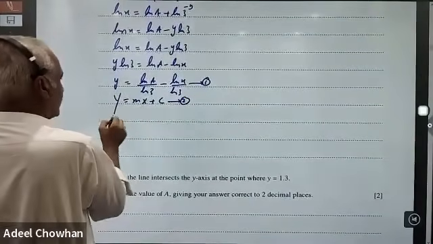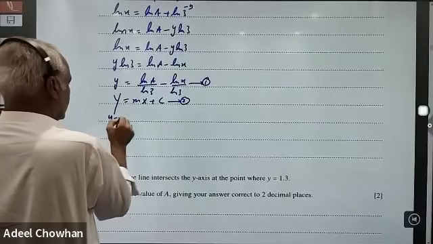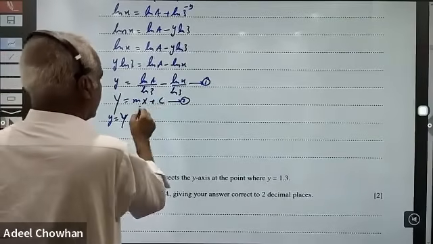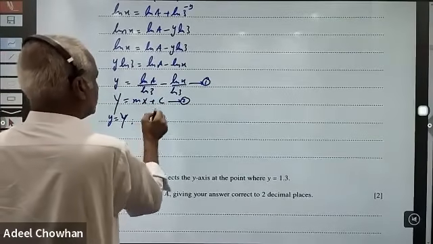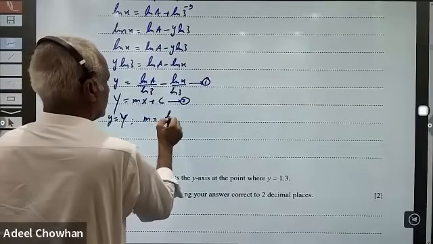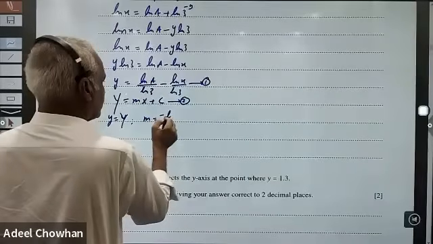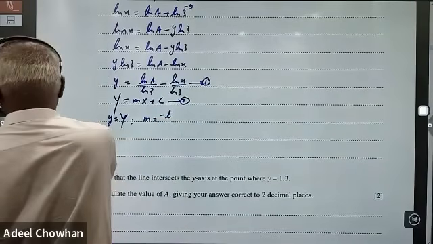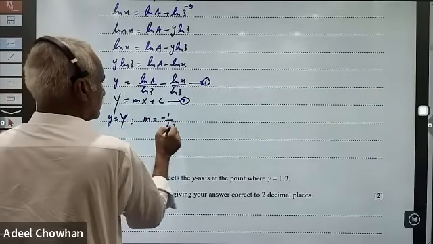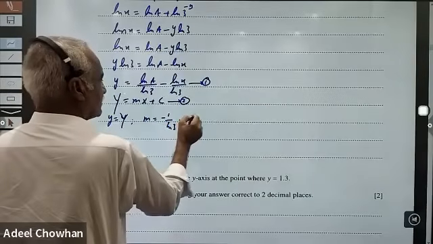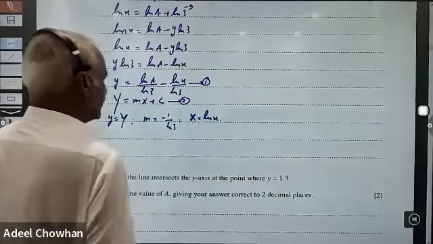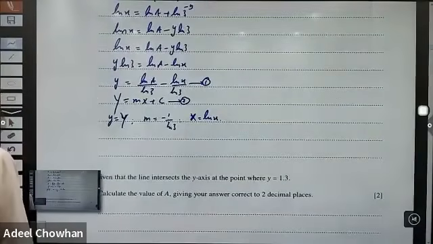where y is equal to y, and m is equal to minus 1 over log of 3, and x is equal to log of x. So that is why it is representing a straight line there.